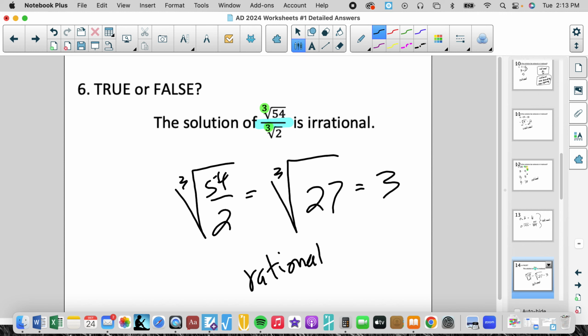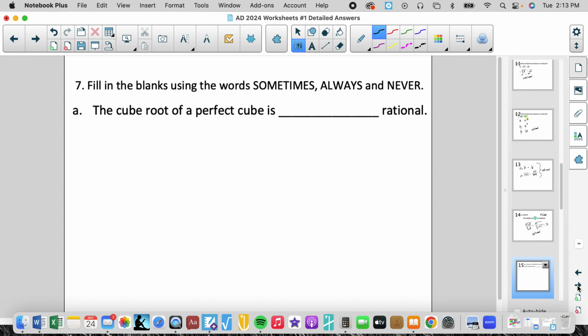So that is false. The solution is irrational. No, this is rational, so my answer would be false. It is not irrational. It actually is rational. We can simplify that. So fill in the blanks using the words sometimes, always, never.